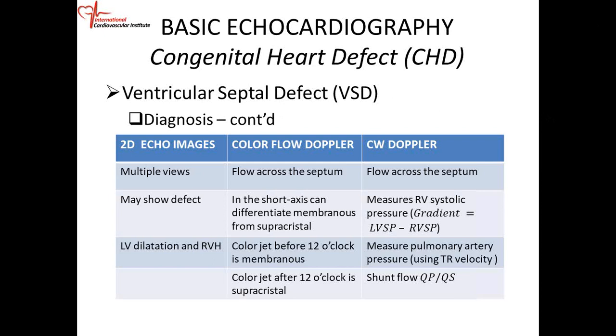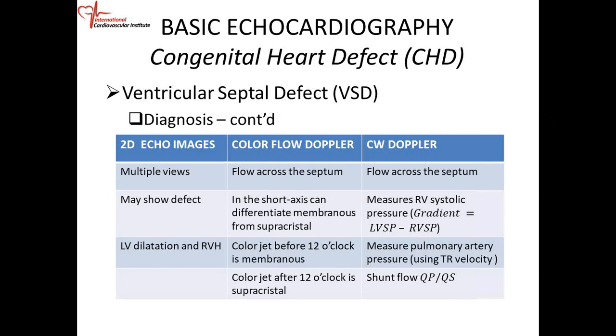So from that, you can actually get the RV systolic pressure, because the gradient is the difference between the LV systolic pressure and the RV systolic pressure. If you subtract the gradient from the LV systolic pressure, then you get the RV systolic pressure.